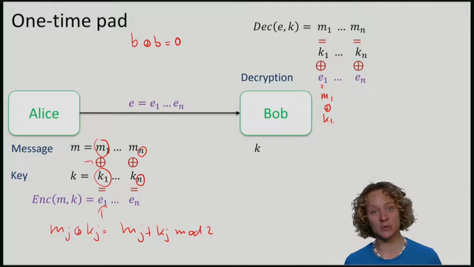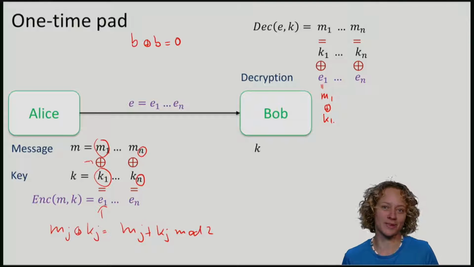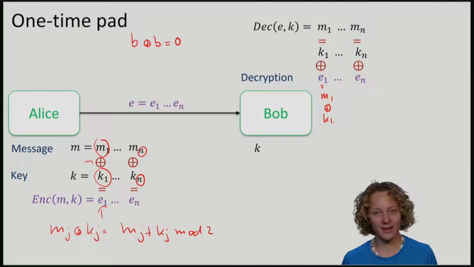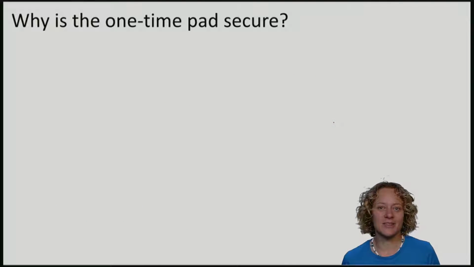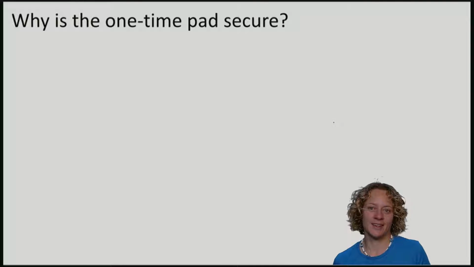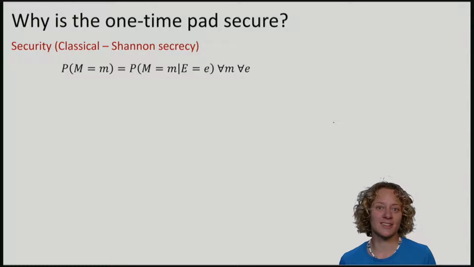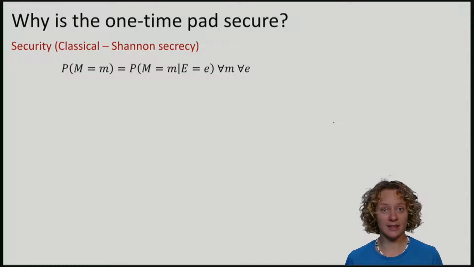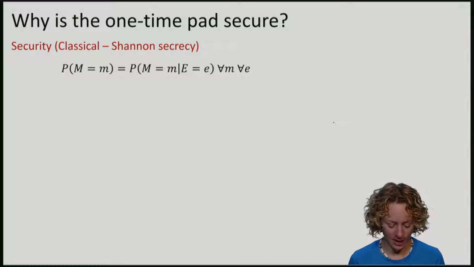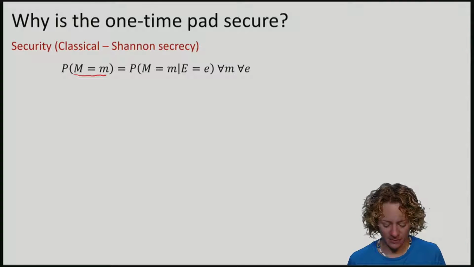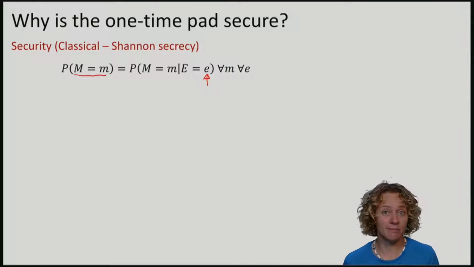So why is this scheme secure? In the sense that Eve does not gain any information about the message. I will analyze this purely classically. And let's recall the demand for security, which is also known as Shannon secrecy. It essentially says that the probability Eve assigns to a message, M, is independent of having seen a particular instance of the ciphertext, E.